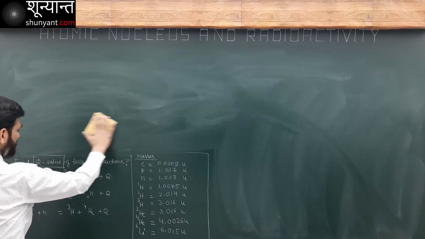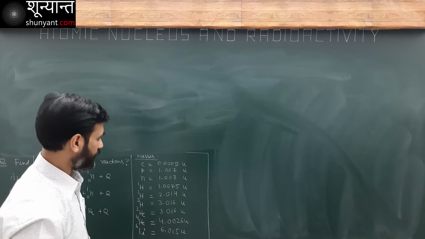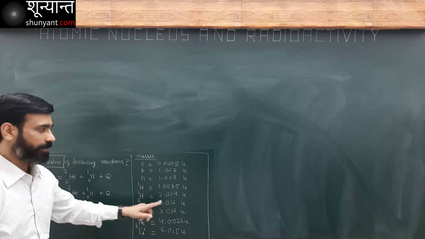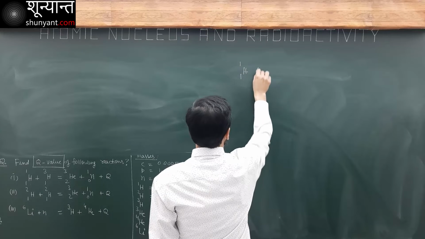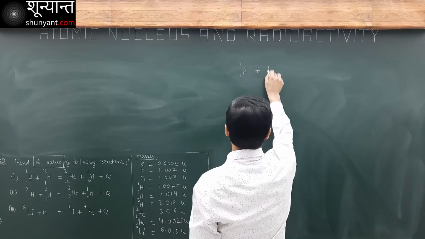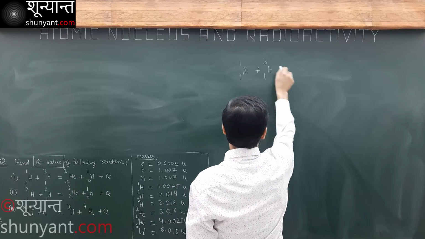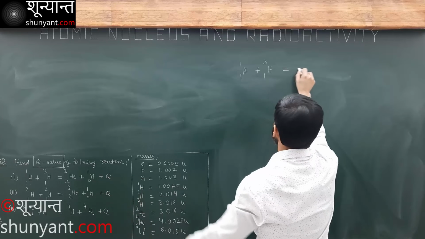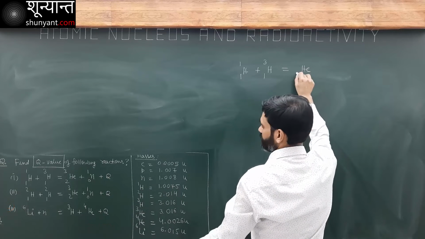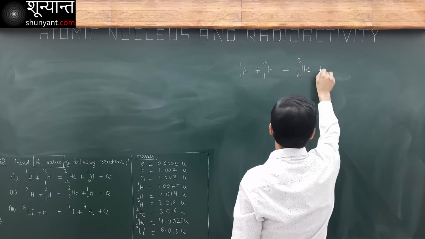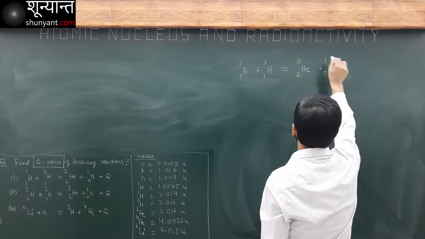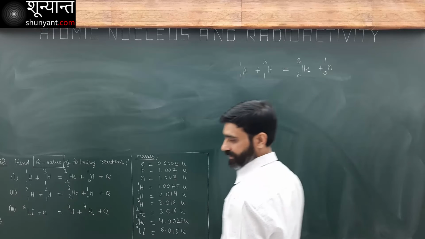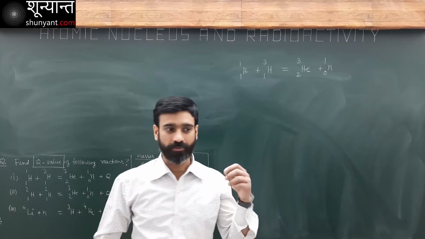Okay, let's look at a few problems. We are going to use this data. Now this is hydrogen-1 plus hydrogen-1 is equal to helium-2 plus 1 neutron is emitted. That's it. This is my reaction. I want to find the Q value. Okay, what will I do?